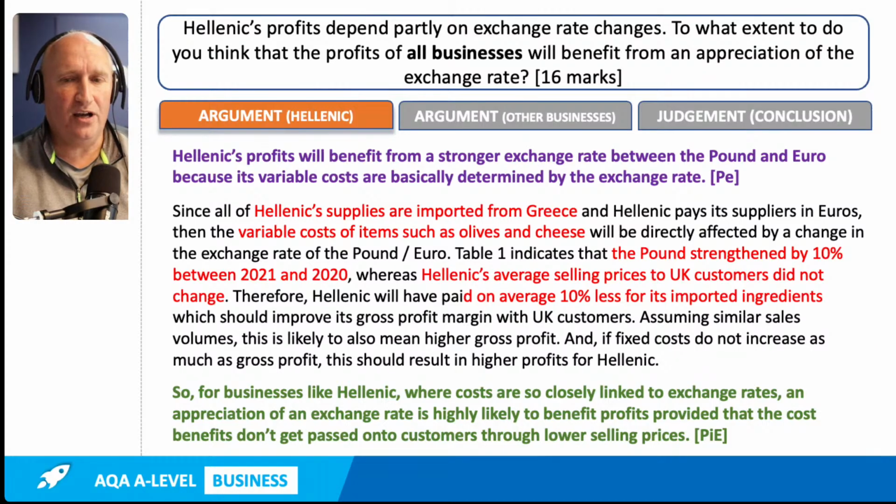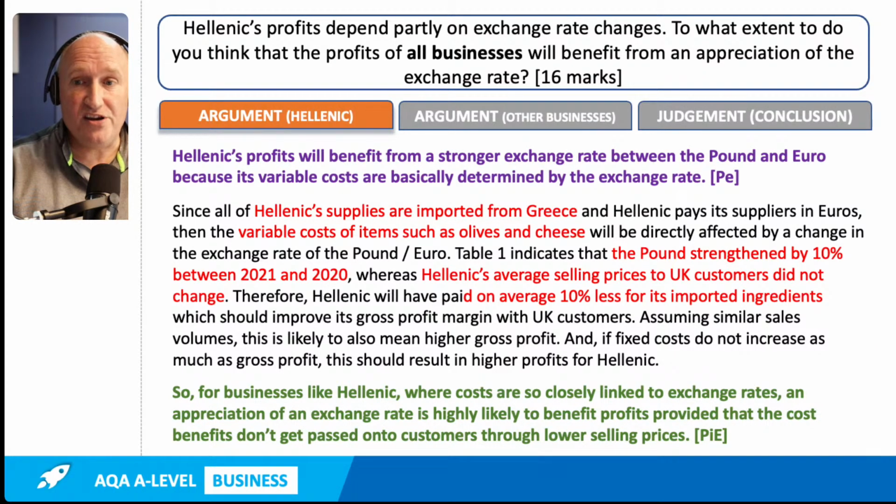So I've drawn out some of the situation. Hellenic imports from Greece and pays in euros. I've done a bit of data manipulation about how much the pound has strengthened compared with the euros. And I've also used our favourite application technique called such as seasoning, which is quite appropriate, isn't it, for Hellenic?